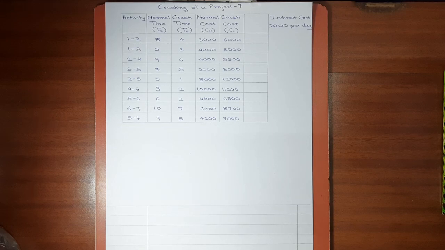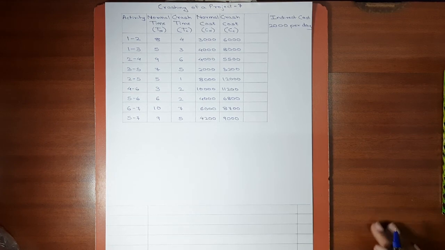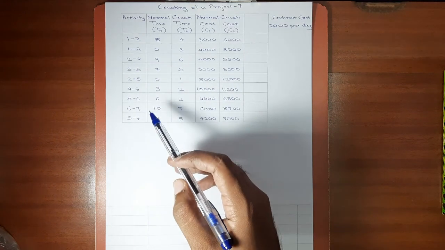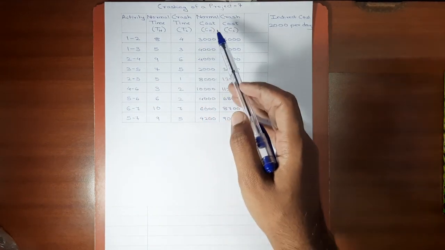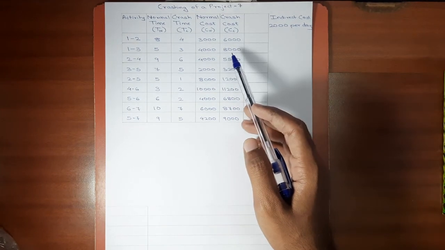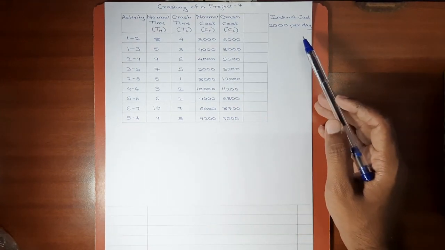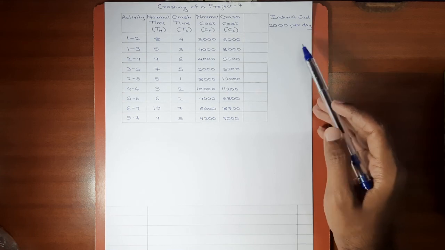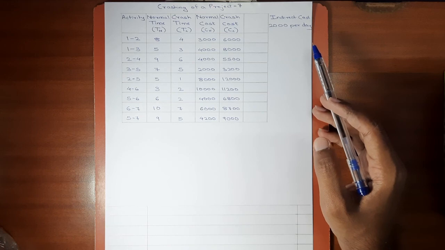Hello friends, today we are going to see another video on crashing of a project. The given data is as follows. We have all the activities, the normal time of each activity, the crash time, normal cost and crash cost. The indirect cost given is 2000 rupees per day. Now we need to find the optimum duration in which this project can be completed and the corresponding cost.